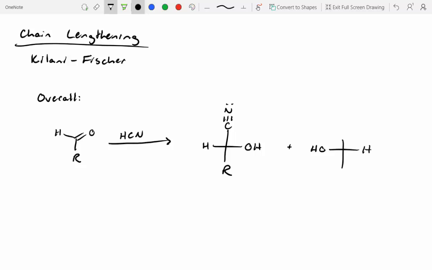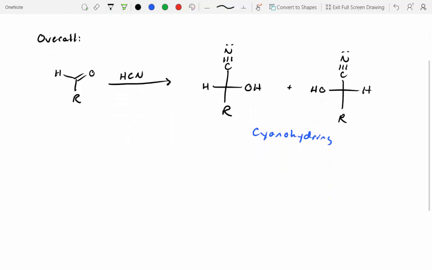What would the relationship be between these two? Let's assume that R group has other stereochemistry coming off of it. They'd be epimers, right? So we've added on a new carbon, but we've also created a new stereocenter in that process. So these would be a set of epimers, and specifically these would be referred to as cyanohydrins. And then in the next step, what we're going to do is react this with a poison catalyst.